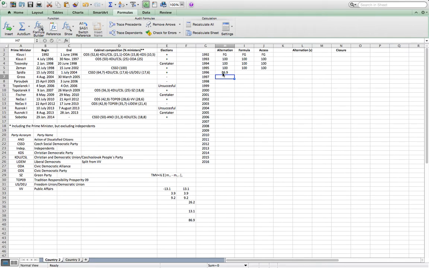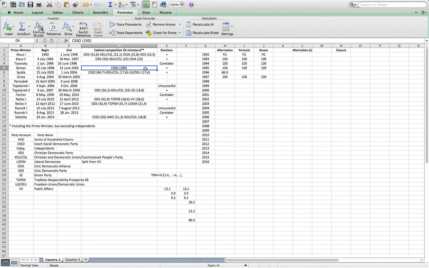We continue looking at alternation. We will do each of the features at a time, so you start to understand the mechanisms better for each of the features. In 1997, there were no changes in the pattern of competition, so the index gets 100 in all of the different features. In 1998, we have again a change in government and therefore a change in the structure of competition.